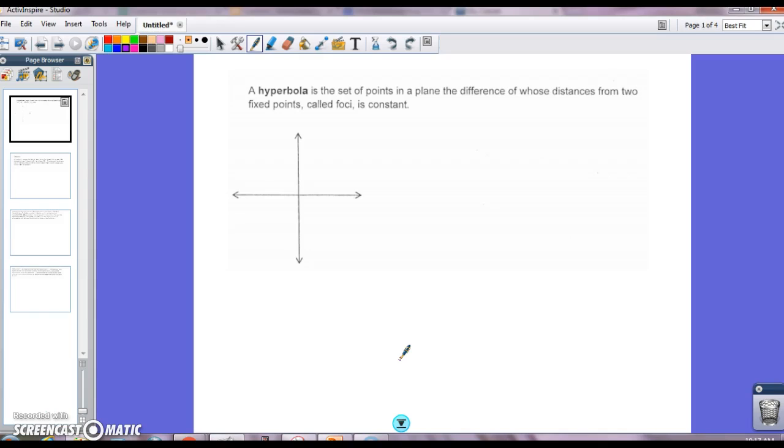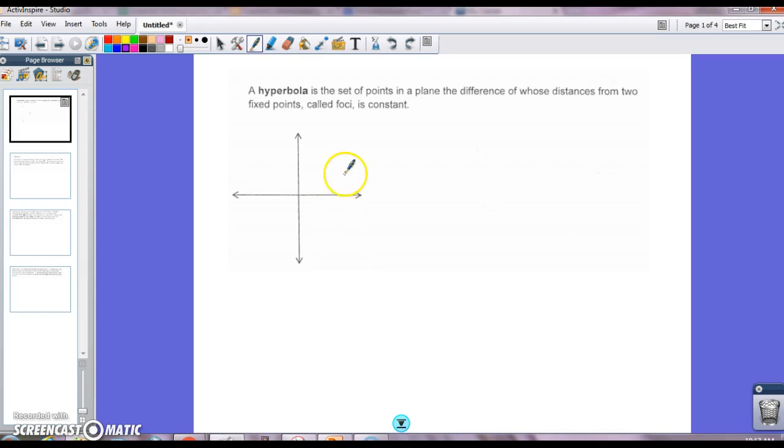First of all, by definition, we talked about this briefly when we first introduced hyperbolas a couple days ago. We said that a hyperbola is a set of points in a plane, the difference of whose distances from two fixed points, called foci, is constant. That's by definition what a hyperbola is, but graphically, let's figure out what that actually means.